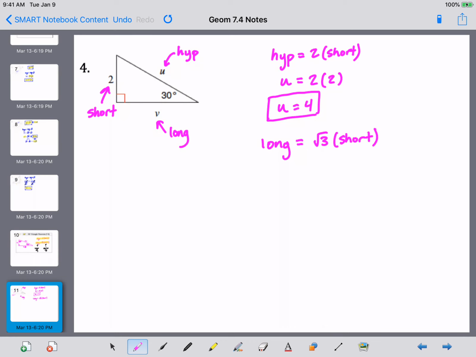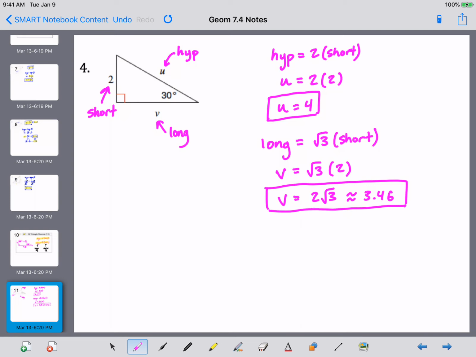Okay, so in this case, the long leg is root 3. The short leg is 2. So if we take the square root of 3 times 2, you could write that just as 2 square root 3, or if you plug it into a calculator to get a decimal approximation, it turns out that that's about 3.46.